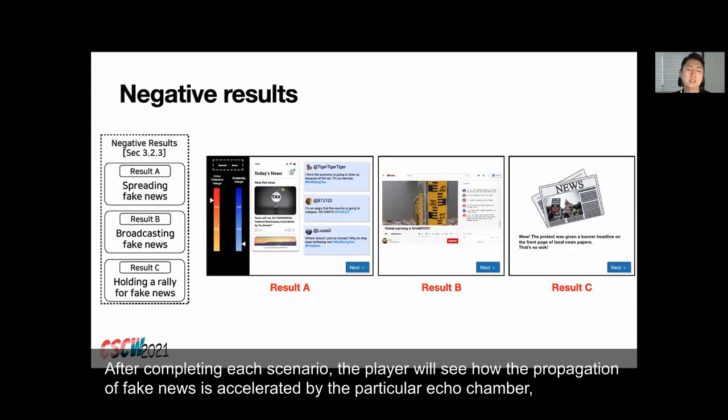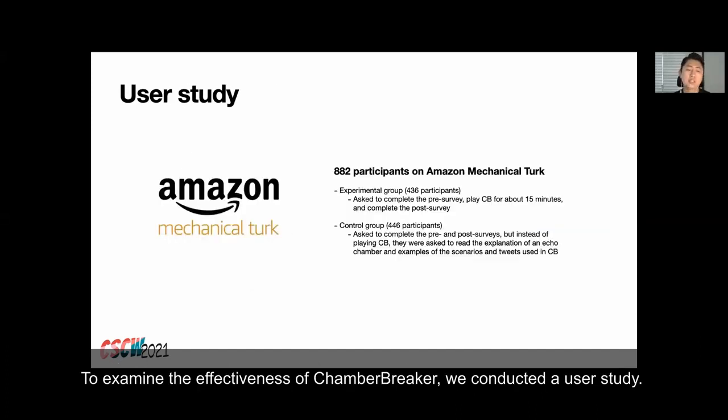After completing each scenario, the player will see how the propagation of fake news is accelerated by the particular echo chamber. To examine the effectiveness of ChamberBreaker, we conducted a user study.